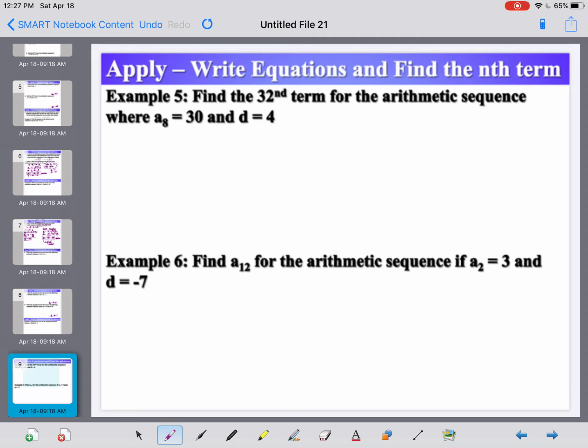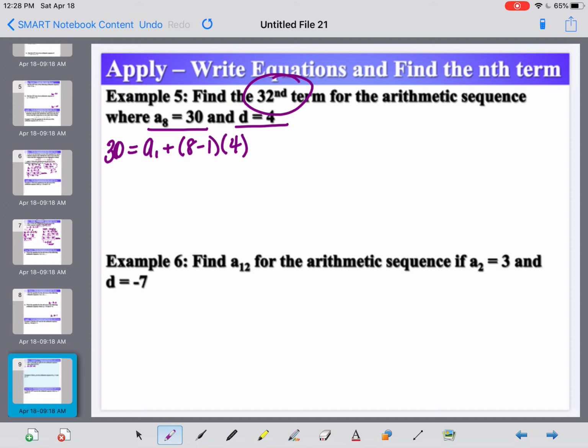Okay, so we have some more. Write the equation and then find a specific term. So it says find the 32nd term where the 8th term and the common difference are given. So when in doubt, always start by finding term number 1. You always need the first term. Well, I know the 8th term, it's 30, and I can use that to find the first.